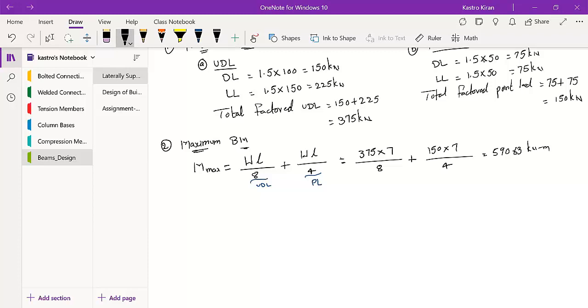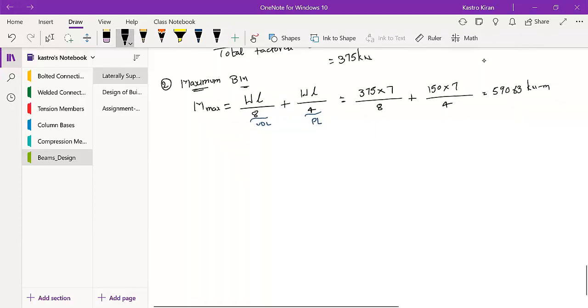So this is how you're going to calculate the maximum bending moment. Why are we doing it 2 times? It is because the given loading condition consists of 2 different loads. One is UDL load and the other one is point load. So remember, this is how you have to solve when 2 different kinds of loadings are given on the same member or the same beam.